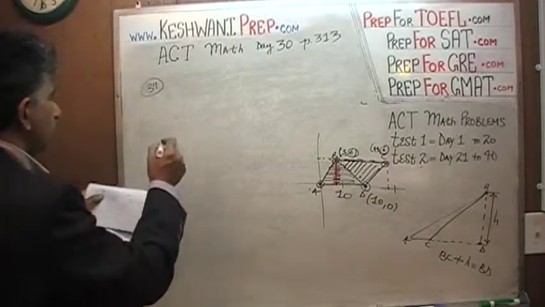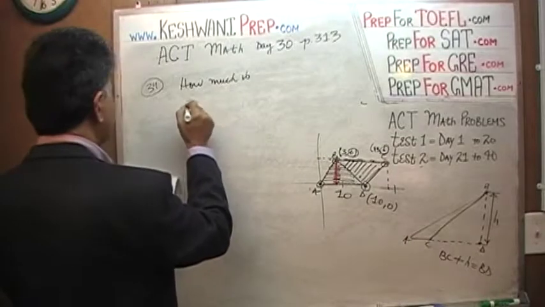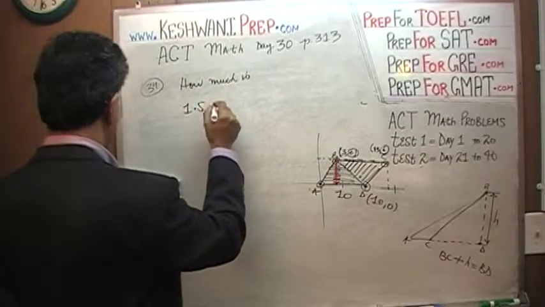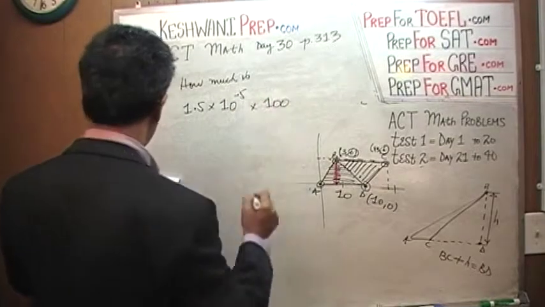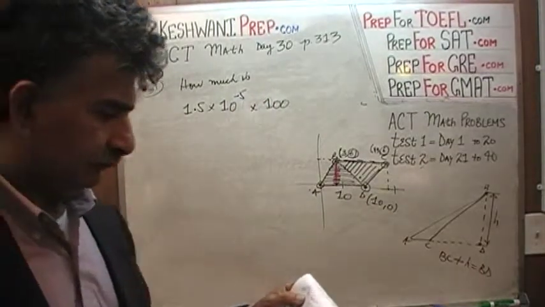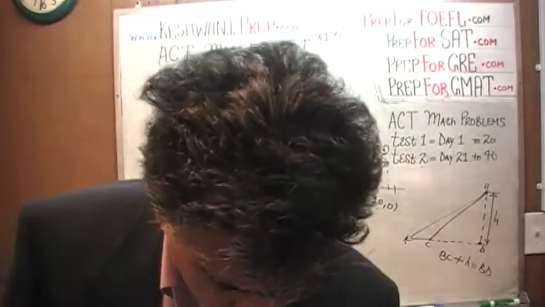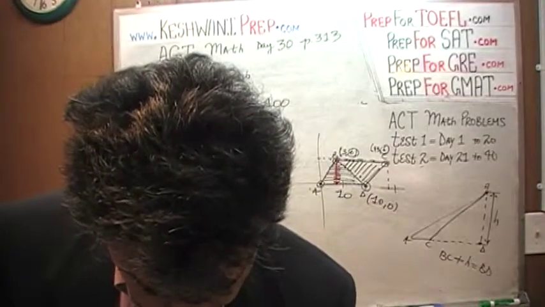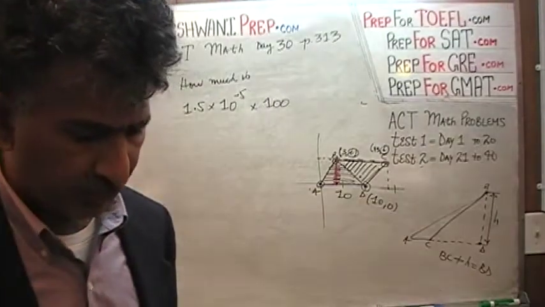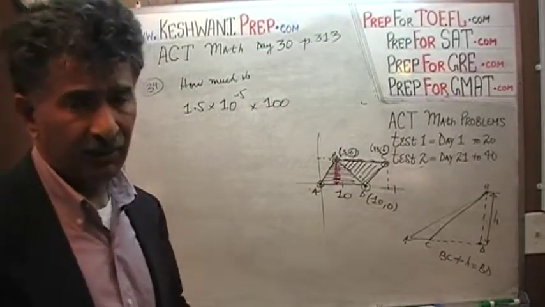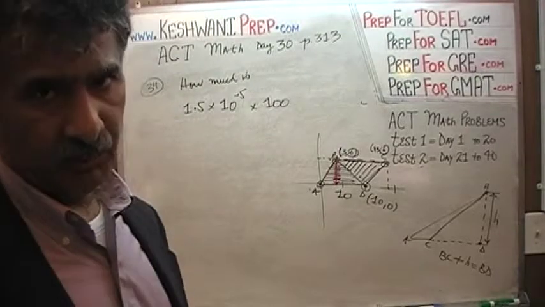Number 39. Question is, how much is 1.5 times 10 raised to negative 5 times 100? Let's see what the question actually says. Well, you can read the question yourself. It's a very long question, but that's what it boils down to. What they're asking us is, how much is this quantity? Essentially, what they want to see here is whether or not we know our exponents. They just want to see if you can manipulate your exponents.